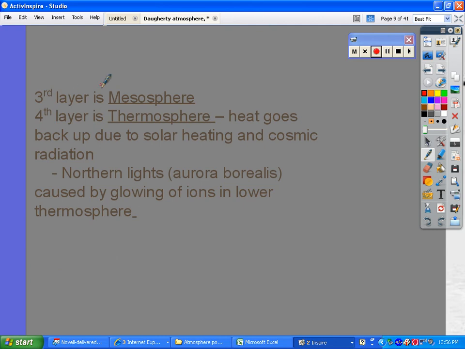Okay, and going back to your layers, the third layer is the mesosphere, which we already talked about. The fourth layer is the thermosphere. And as we said, in that top layer it's really, really hot because it's exposed to all that solar radiation. Also, the only other cool thing about the thermosphere really is that this is where the northern lights occur. If you're up in Iceland, you guys are tired of hearing about Iceland, or any of those northern latitudes, they can experience the aurora borealis during their winter time, and that's caused by glowing of ions in the thermosphere.